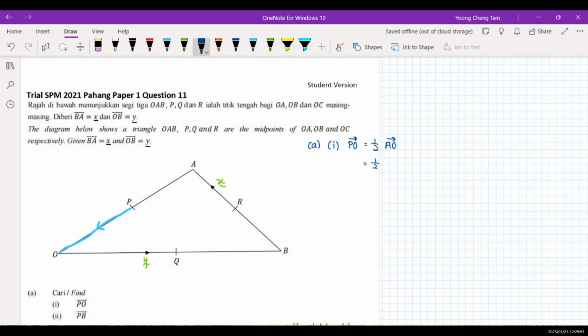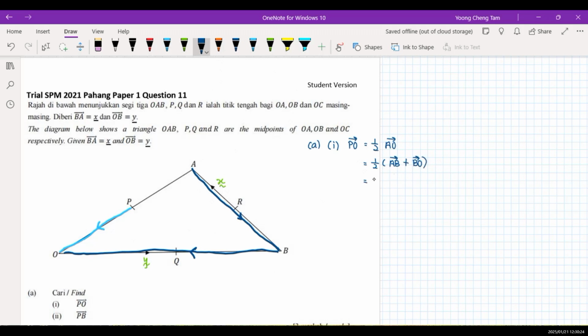Next, how do we go from point A to point O? You must look at the vector. From point A to point O, the route that we can use is from point A go to point B, so it's this vector. After that, from point B go to point O. Then we'll get the vector AO. So AO is AB plus BO.